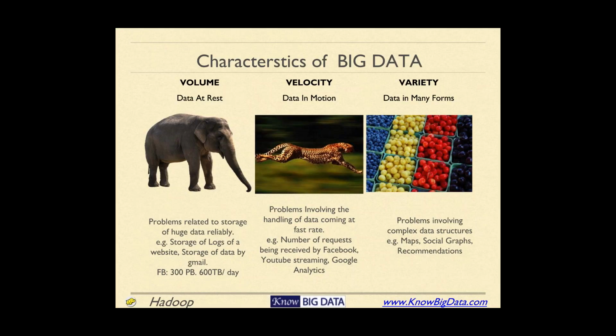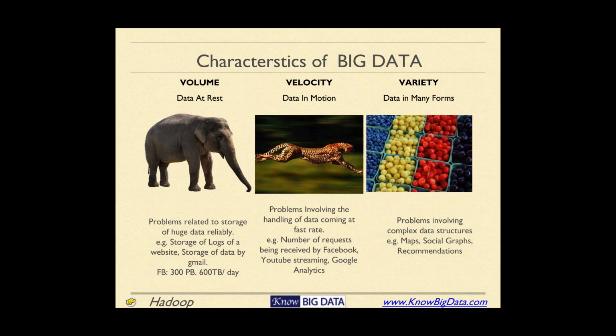The problem statement doesn't have velocity, doesn't have volume, because it's just 1 million emails. It'll hardly be 1 GB of data. But if you have to categorize them automatically, you'll have to process these 1 million emails, and it will take a lot of computing resources. It will be very difficult to get it done using a single computer in a reasonable time. So that is variety.